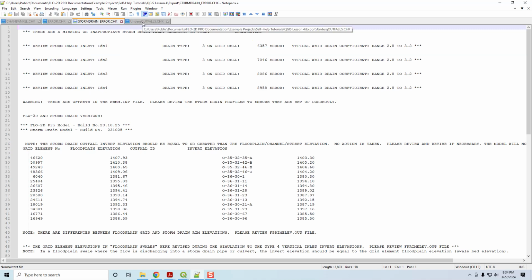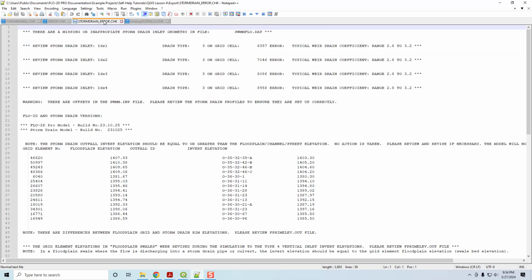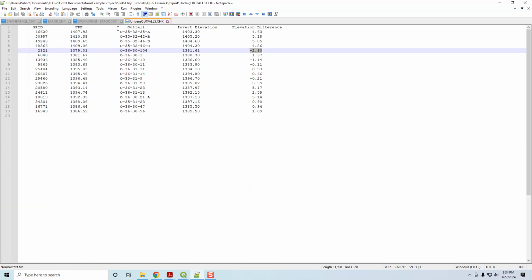But that should probably be part of the storm drain lesson, not the wall and building lesson. So let's skip that and we'll put that back to the storm drain error.check. And again, storm drain error.check and outfall.check go together.